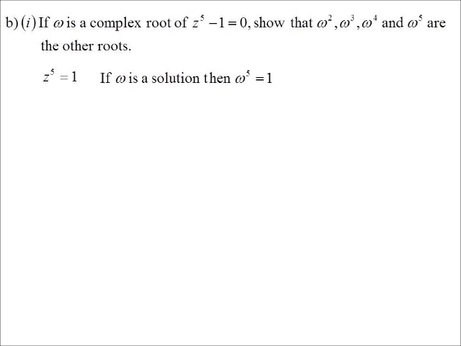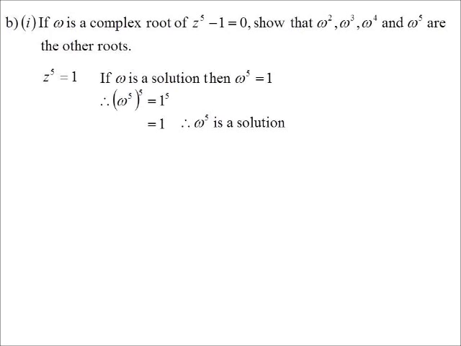Now, if omega is a solution, then it must be true that omega to the power of 5 is equal to 1. Okay. Well, omega to the power of 5, to the power of 5, therefore, is 1 to the power of 5. 1 to the power of 5 is 1. So omega to the power of 5 is also a solution. Because when I substitute it into z to the power of 5, I get the answer 1.